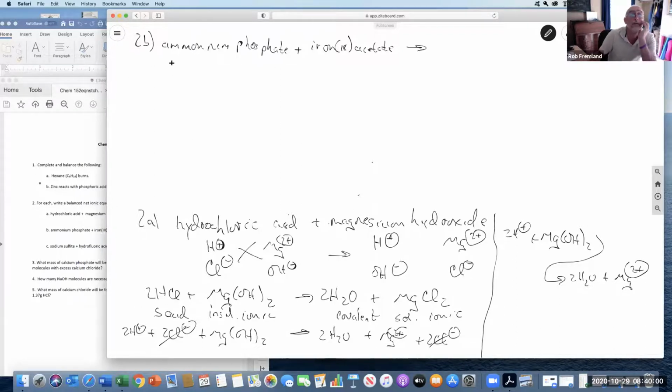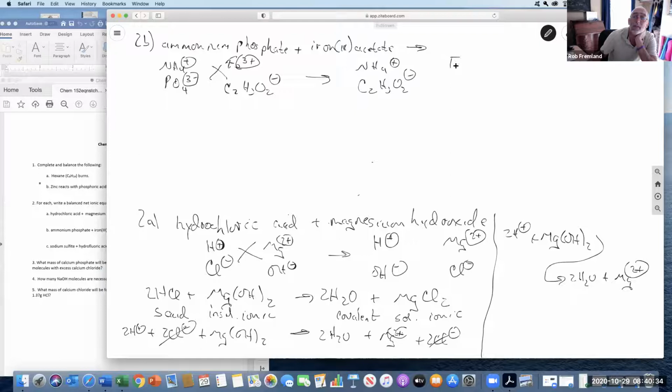All right, so same approach, write down what the ions are. As you get better at this, with more practice, somewhere along the line you can do some of this in your head. But while you're learning it, everything you write down is one less thing you have to remember. So the products are going to be NH4 plus, acetate ion, and then the iron with the phosphate.